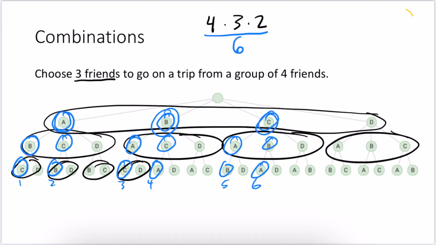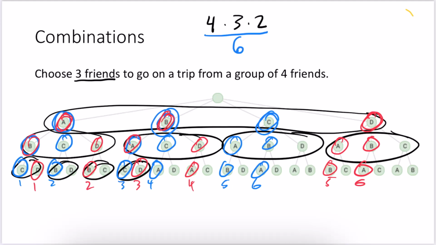Because this was just one combination, but if I chose another combination like, I don't know, D, B, A, well, there's also going to be 6 of those because I could have DBA, or I could have DAB, or I could have BDA, or BAD, or ADB, or ABD. Any of those would work. And if you notice, there's 1, 2, 3, 4, 5, 6 of those as well. And these other ones that I haven't done yet, they would also have 6 duplicates.